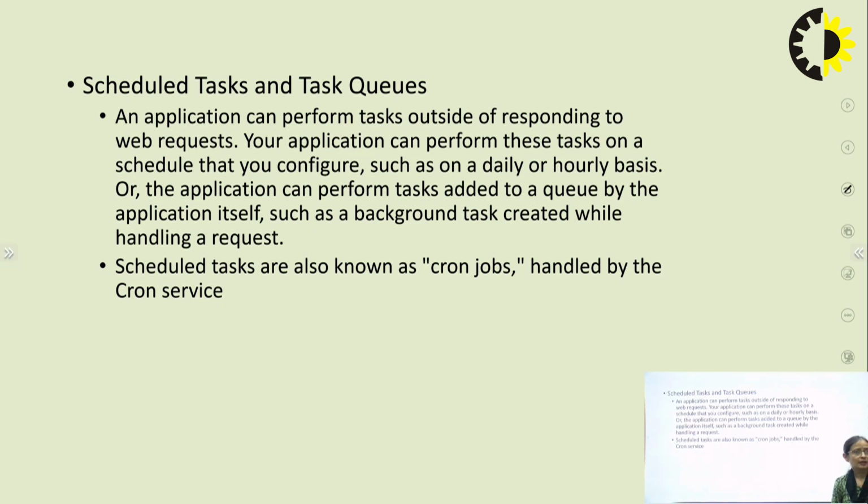Scheduled tasks and task queues. An application can perform tasks outside of responding to web requests. Your application can perform these tasks on a schedule that you configure, such as on a daily or hourly basis, or the application can perform tasks added to a queue by the application itself, such as background tasks created while handling a request. Scheduled tasks are also known as cron jobs here, and basically they are handled by the cron service.